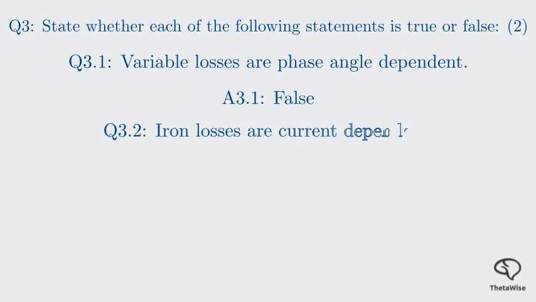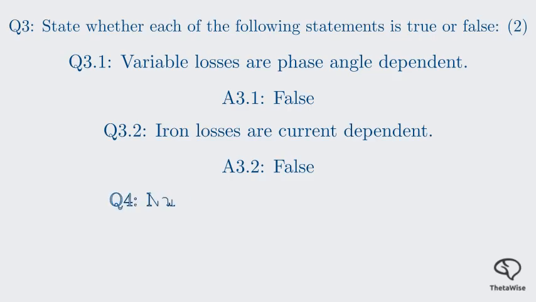Part 3.2 asks, iron losses are current dependent. We spent some time on this. True or false? The answer is also false. Iron losses, which are constant losses, depend on the voltage, not the current. They are present as soon as the transformer is energized, regardless of whether a load current is flowing.